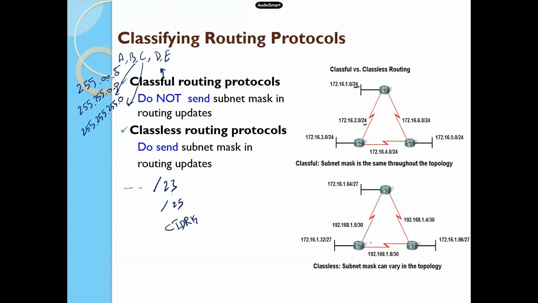But in this one here, we have different networks. So here's /27, /30. So we have different subnet masks. In these types of networks, the subnet mask will be shared in the update messages.